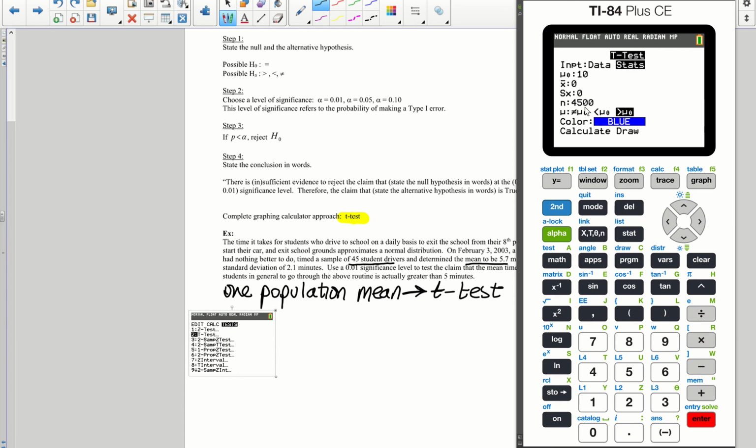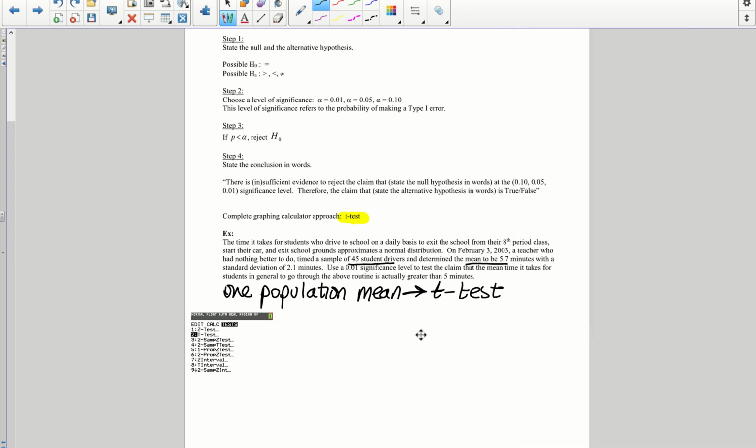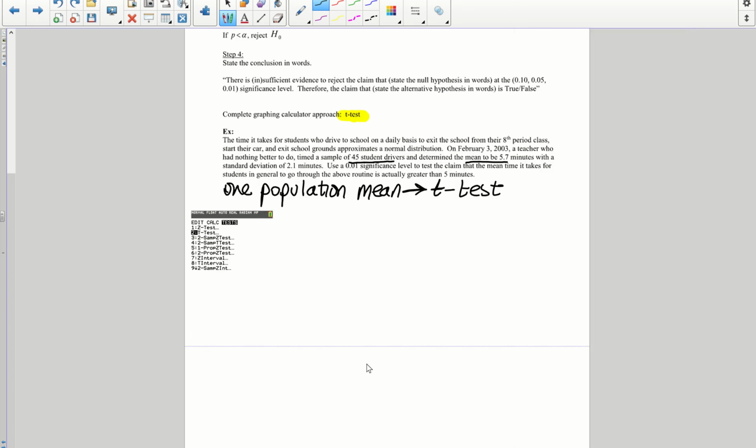You hit stat, test, option 2. It says t-test at the top, and it says stats is highlighted, and you hit enter. Right, yeah. So it's in this menu that we have to start really putting our information in. But before we do that, let's determine what our null and alternative hypotheses are going to be.